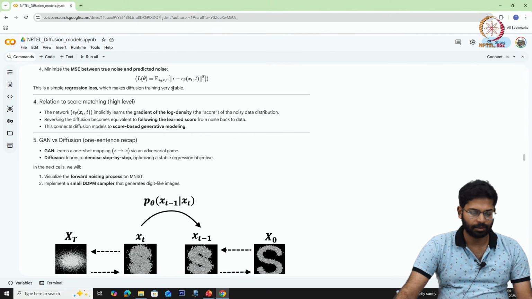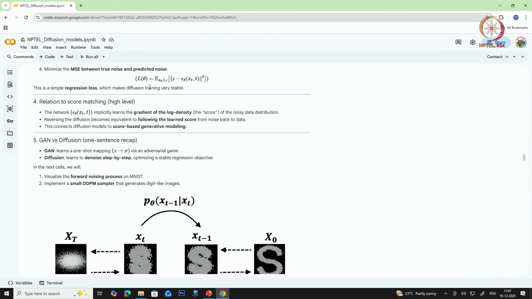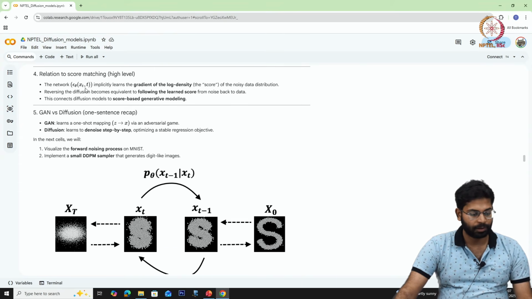So this training is very stable. That's the advantage of diffusion models over GANs: the training is very, very stable, minimizing a simple MSE loss, whereas GANs had alternating contrasting losses which made the training very unstable, right. Now, relation to score matching: the network epsilon theta implicitly learns the gradient of the log density of the noisy data distribution. Then reversing the diffusion becomes equivalent to following the learned score from noise back to the data. So this essentially connects the diffusion model to score-based generative modeling.